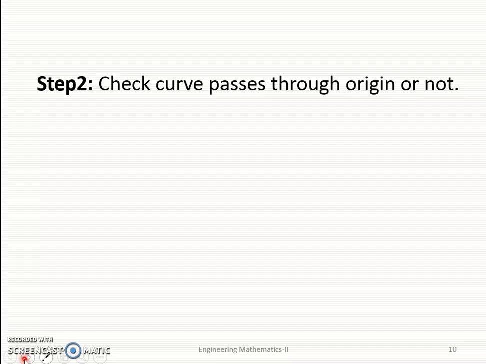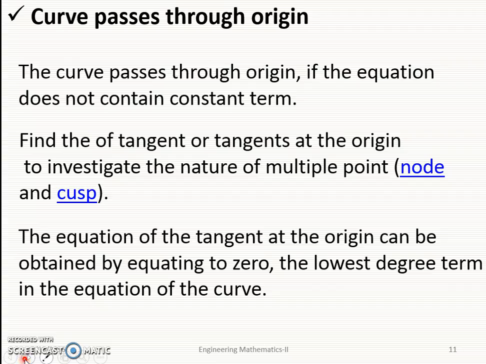The next step is to check whether the curve passes through origin or not, and find the tangents. If the equation of the curve does not contain any constant term, we can conclude that the curve passes through origin. If the curve passes through origin, then find the tangent or tangents at the origin to investigate the nature of multiple points such as node and cusp. We will discuss node and cusp in the next slide. The equation of tangent at the origin can be obtained by equating to 0 the lowest degree terms in the equation of the curve.